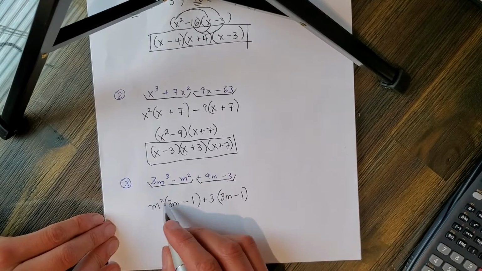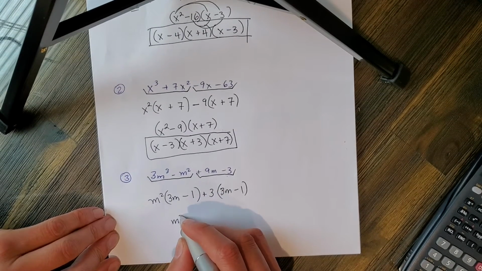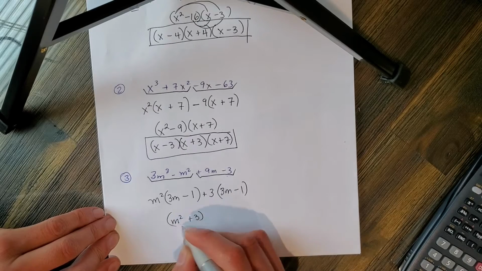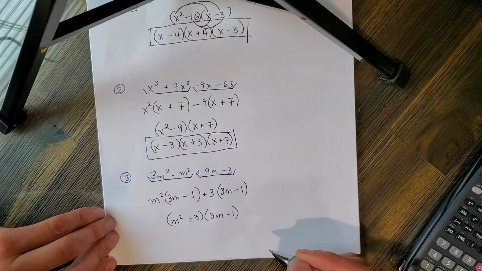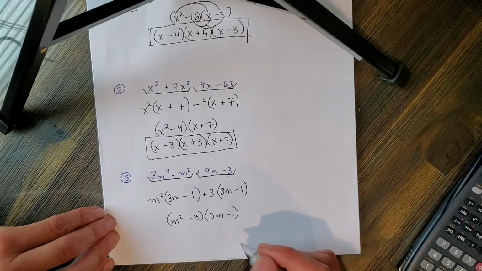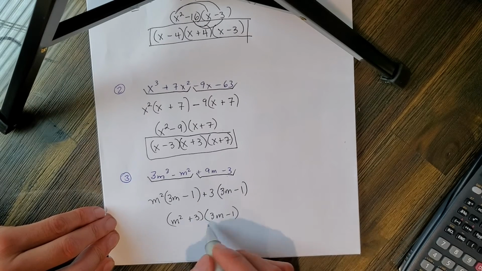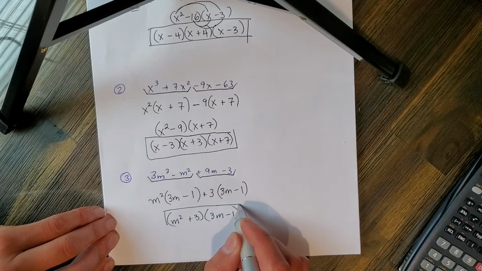Again, we're going to go ahead and put the m squared plus 3 outside in their own parentheses. And then 3m minus 1 in their own parentheses as well. Okay, notice here we do not have a difference of squares, so that means we are finished.